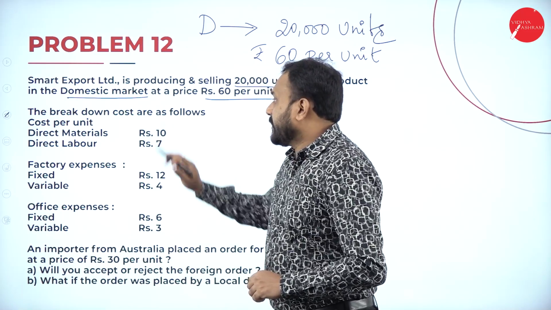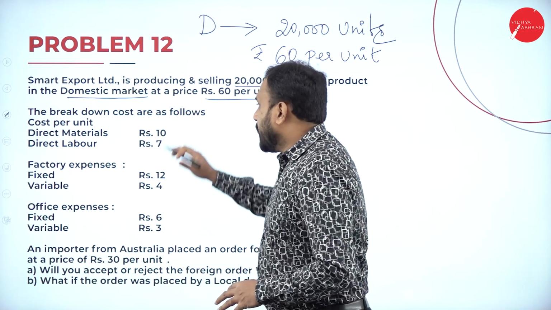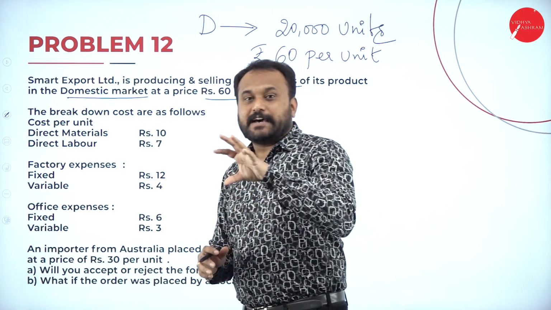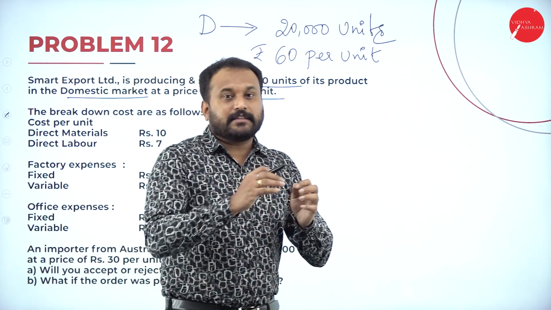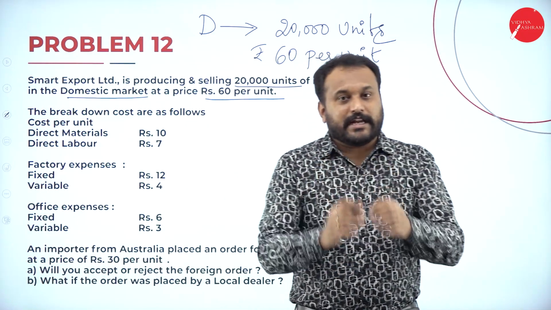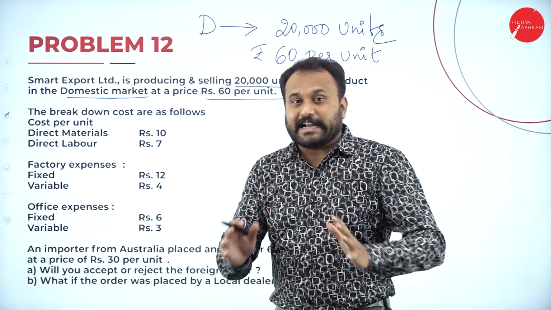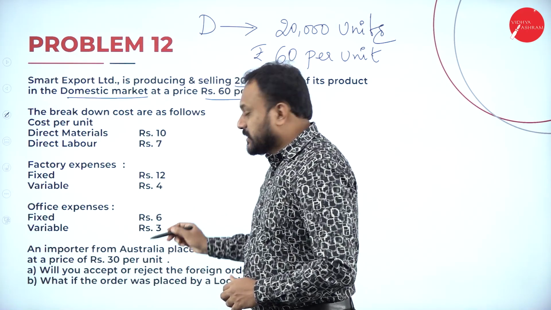Next, the breakdown cost. The breakdown costs are as follows. So what exactly is the breakdown? Breakdown cost means they have given you each and every detail about where the fixed cost was and where the variable cost was. They have broken down the cost and it is all transparent. So here, everything is cost per unit.